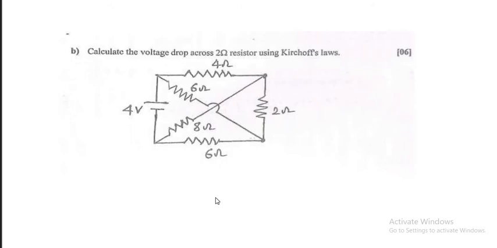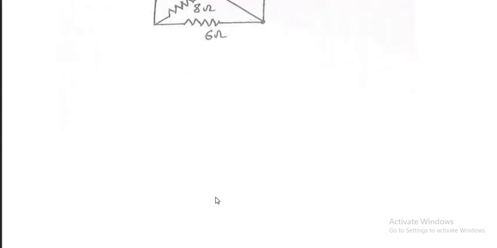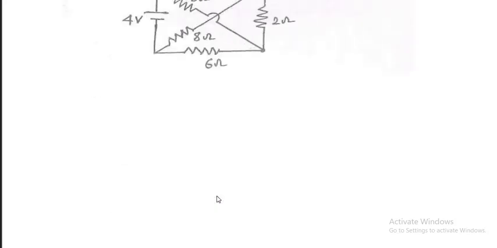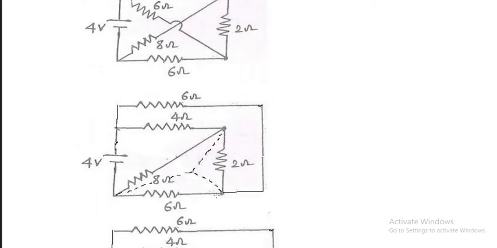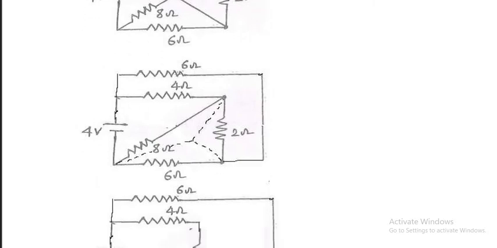Okay, the next one is you have to find out the voltage drop across 2 ohm resistor using Kirchhoff's laws. Now if it is said by Kirchhoff's laws, it has to be solved by Kirchhoff's laws. If you solve it by any other method, you won't be getting marks. Just to give you an example, see over here, I have solved it by simple... see over here, this is 6 ohm. You don't have to solve it by star delta.